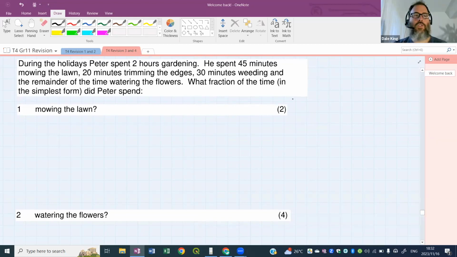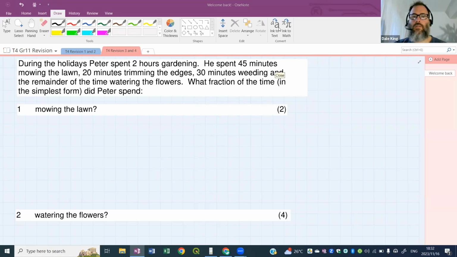Alrighty. Next question. Here we go. We're dealing with time now. During the holidays, Peter spent 2 hours gardening. He spent 45 minutes mowing the lawn, 20 minutes trimming the edges, 30 minutes weeding, and the remainder of the time watering the flowers. What fraction of the time, in the simplest form, did Peter spend mowing the lawn?